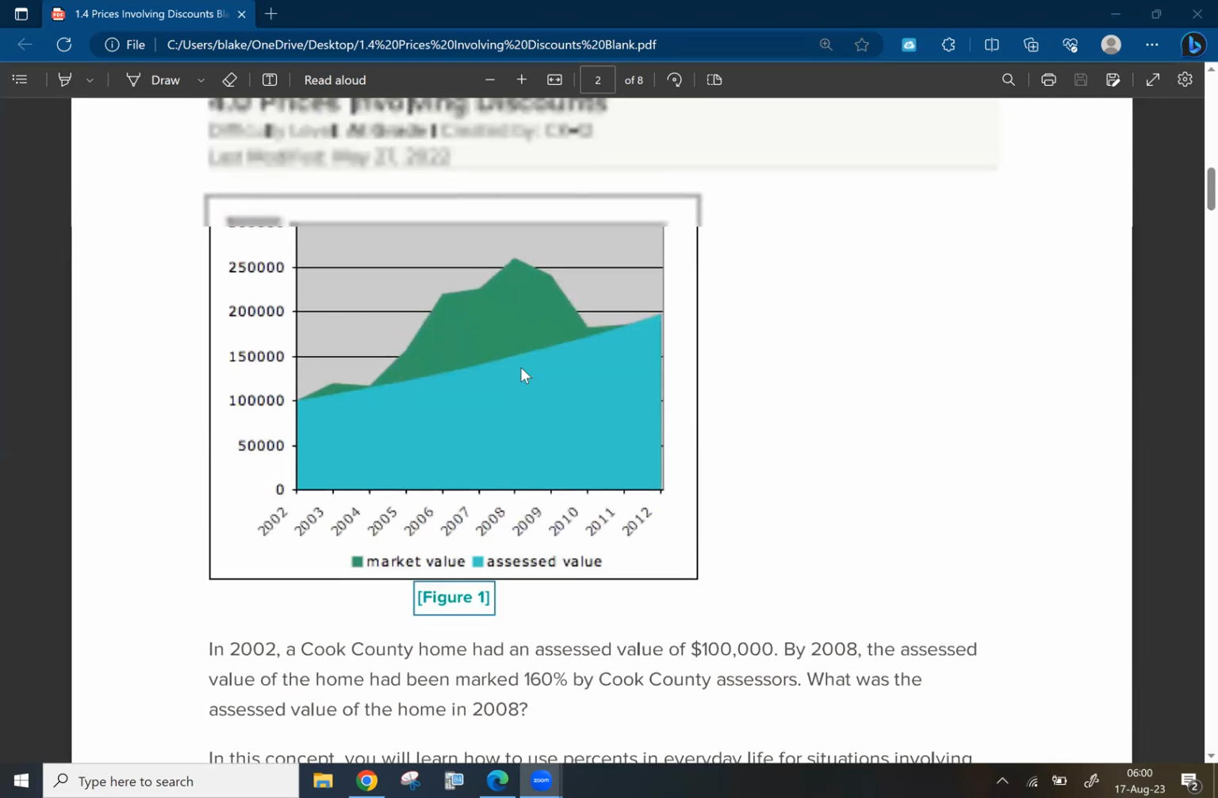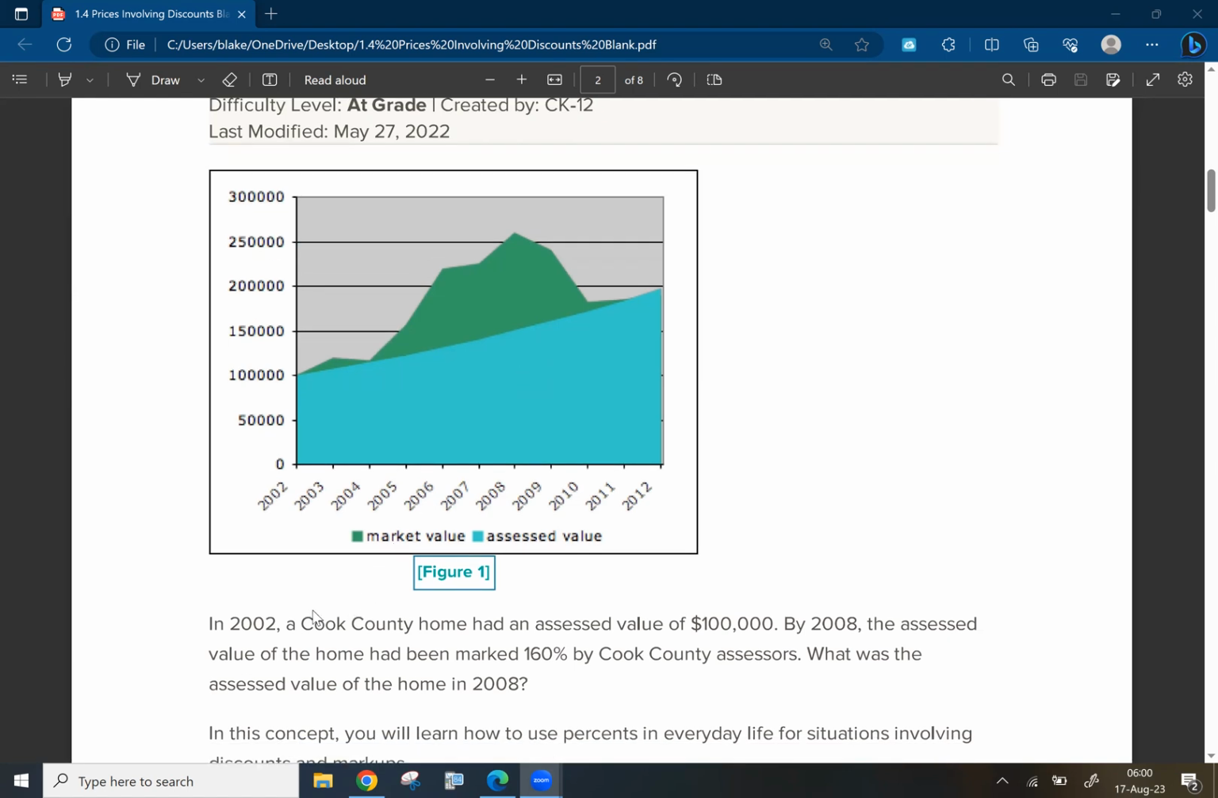So here's our beginning problem. It says in 2002, a Cook County home had an assessed value of $100,000. By 2008, the assessed home value had been marked up 160% by Cook County assessors. What was the assessed value of the home?